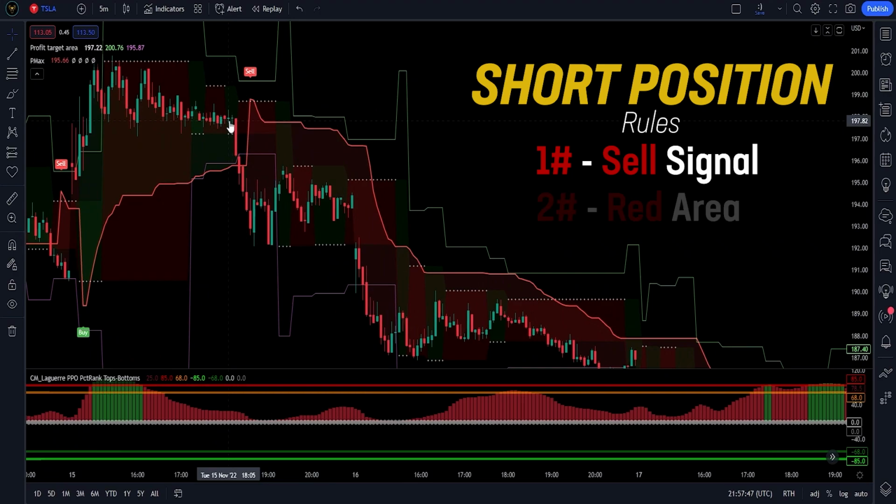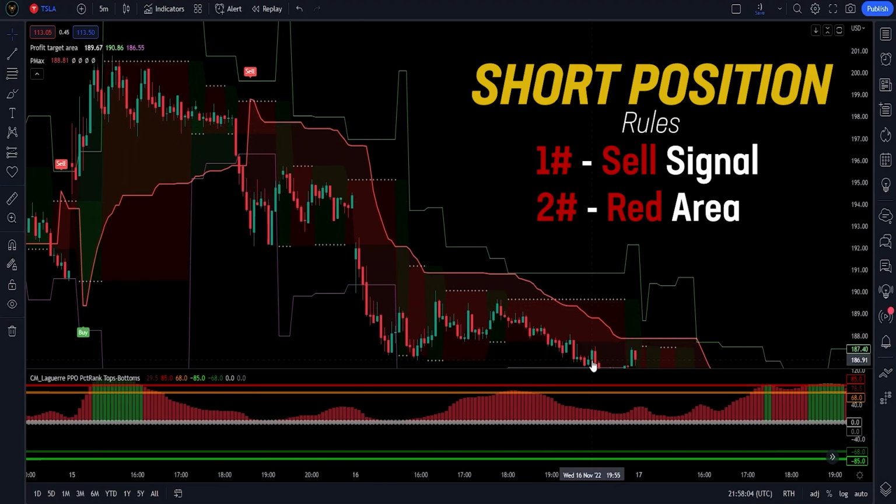Our second rule is that our profit target area must be red colored. In case of long position, we were checking if our area is green colored, which was essentially a bullish signal. But for short trade, we are going to check if the area is red colored, which will be a bearish signal, indicating that the price will dip even further.